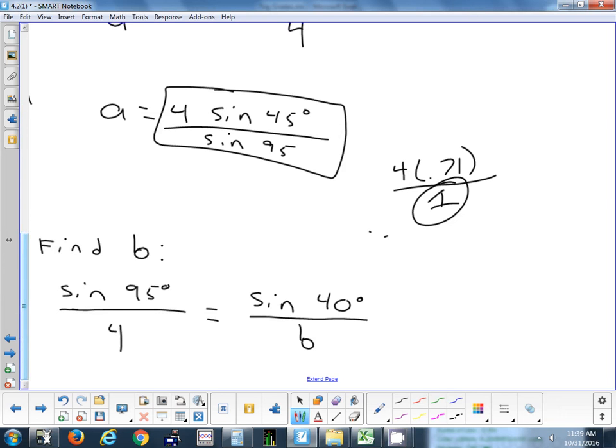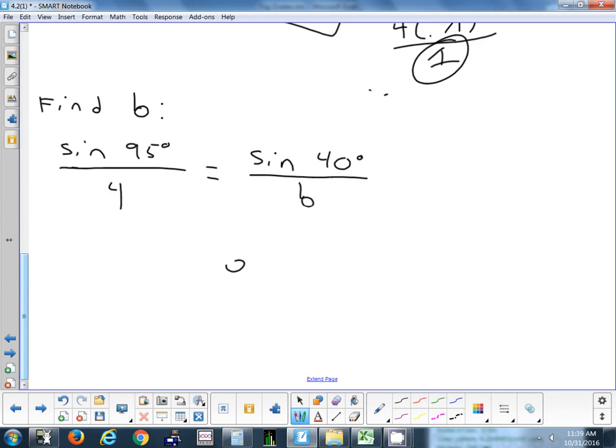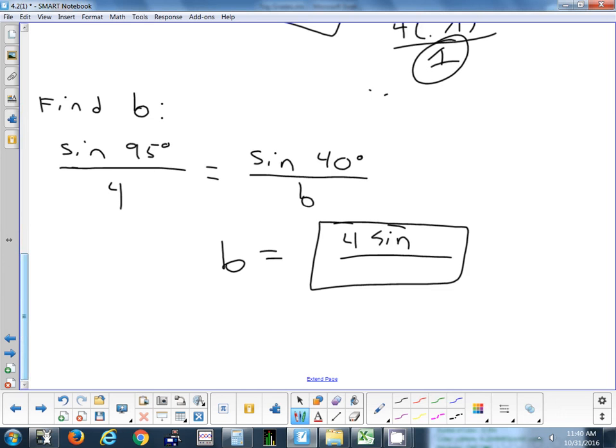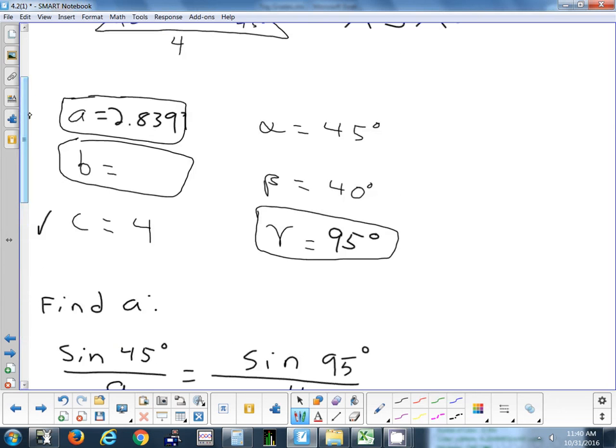Now, did anybody have it switched, like the left and the right? Because if you switched it, that's okay too. As long as, if you had sine 95 over 4 on the right and sine 40 over b on the left, that's fine. All right, and Eric, what'd you get when you cross multiply for b? It's what times what divided by what? I got 4 sine 40 degrees. Yep. Divided by sine 95 degrees. Perfect.